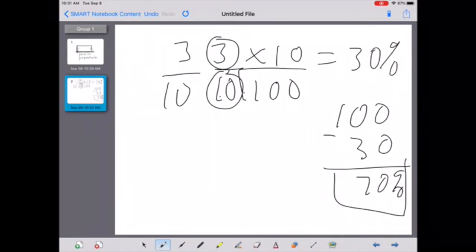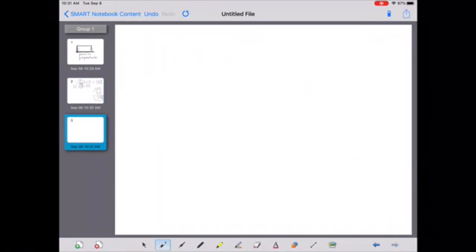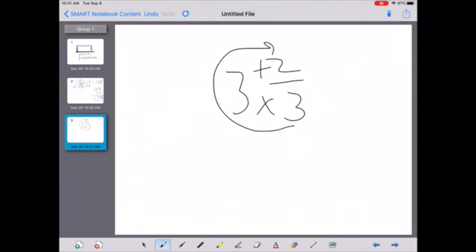Number 5, write 3 2/3 as an improper fraction. So I have 3 2/3 from today. Remember, we multiply and then we add, and it just goes in a circle. So 3 times 3 is 9, plus 2 is 11 over 3.